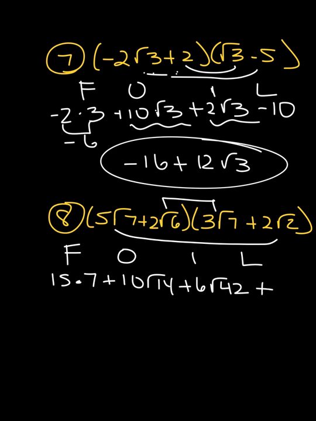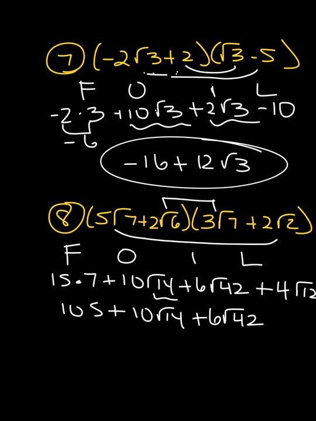And my last, I have 2 root 6 times 2 root 2. So 2 times 2 gives me 4. And then root 6 times root 2 gives me the square root of 12. I have a lot of cleaning up to do. So 15 times 7 gives me 105 plus 10 root 14. There is not a perfect square that goes into 14, so I'm just going to rewrite that. I can't simplify that anymore. Plus 6 root 42, same thing. There's not a perfect square that goes into 42, so I'm just going to rewrite that.